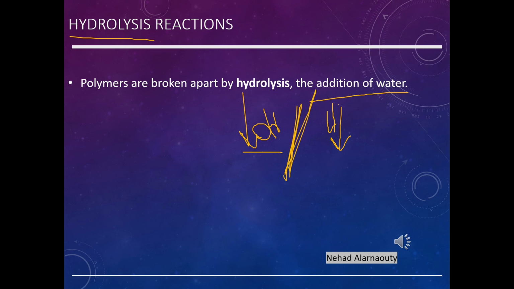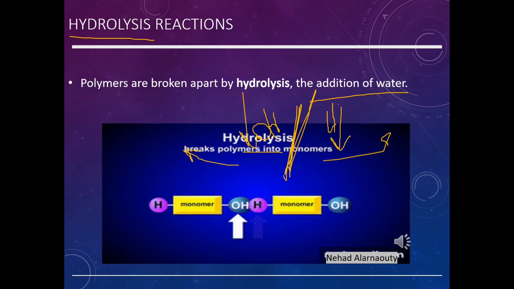Each monomer will be released. So now I had the polymer, and I broke down all the bonds to release the monomers again. I added OH to that one.